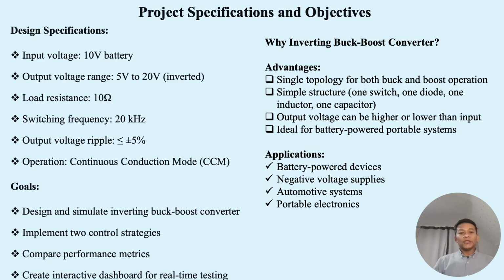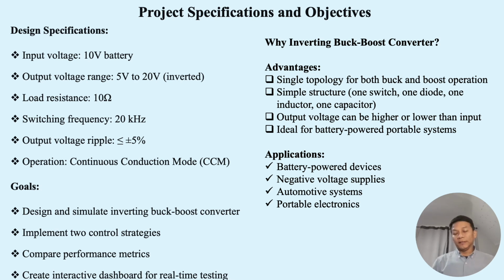Our specifications are the 10-volt battery, with output range from 5 to 20 volts with the 10 ohm resistor. We use the 2 kilohertz switching frequency. The output voltage ripple must be equal or less than plus or minus 5%. We're going to use the CCM, and our objective is to design and simulate the converter, implement two control strategies, and compare their performance results. And also we make the interface from the circuit to the dashboard for the real-time testing.